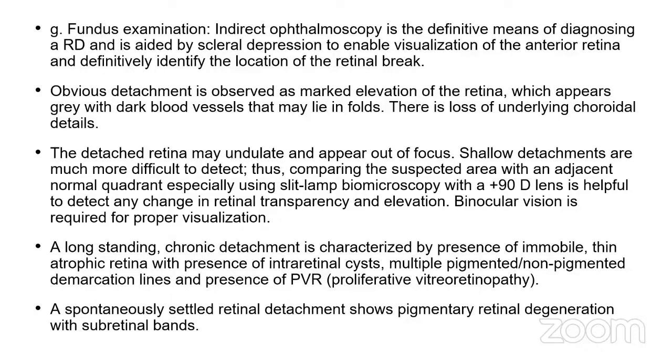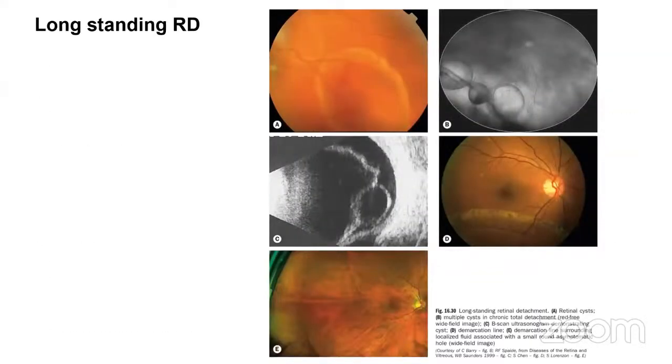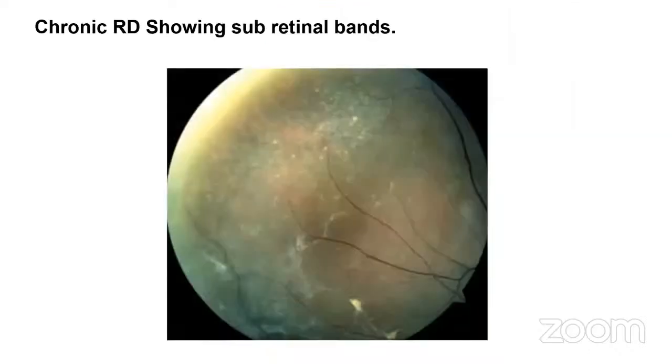And a spontaneously settled retinal detachment shows pigmentary retinal degeneration with subretinal bands. So these are the images of long-standing retinal detachment. You can see there are a few cavities and demarcation lines which are seen here. This is chronic RD, which is showing subretinal bands. These whitish structures are subretinal bands.